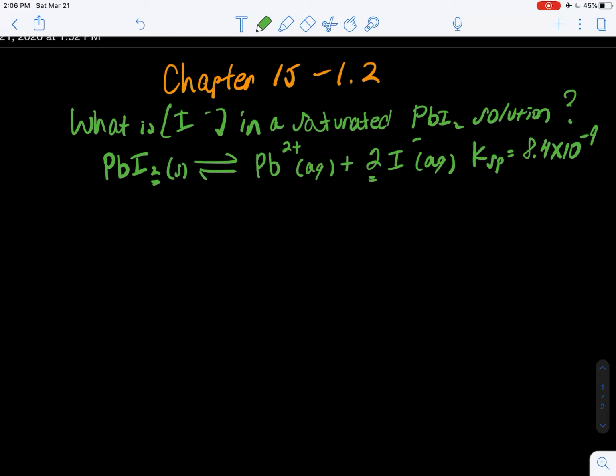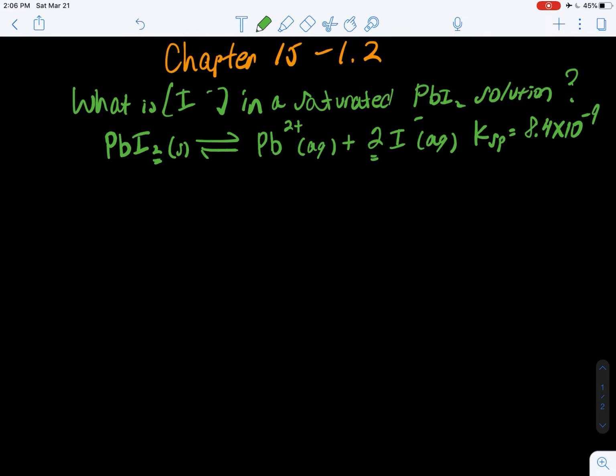Now what you want to do at this point is, using all of this chemical information, set up an ice table. So on the side here we'll set up I, C, E. And the way we're going to pretend like we're doing this experiment is that we have 1 chunk or 1 mole or 1 crystal of lead iodide, and we have pure water. Pure water should not contain any lead ions or iodide ions.